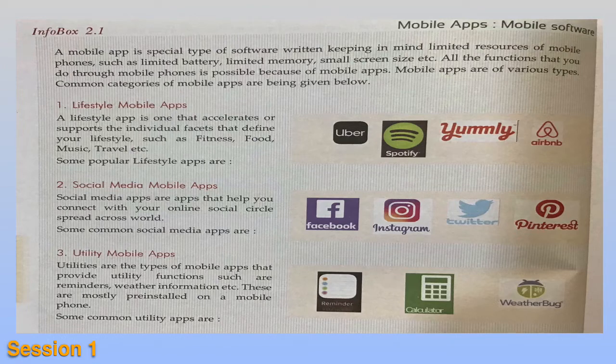There are quite a few categories of mobile apps which we use inside the mobile. The first category here is the lifestyle mobile app. A lifestyle app is one that accelerates or supports the individual facts that define your lifestyle, such as fitness, food, music, travel. We often use our mobile phones to listen to music, to search for or order food, or order different types of items through different shopping sites. So these all come under the lifestyle apps.